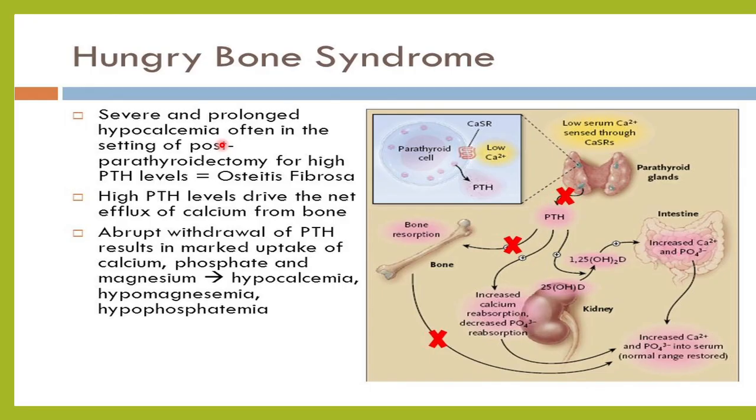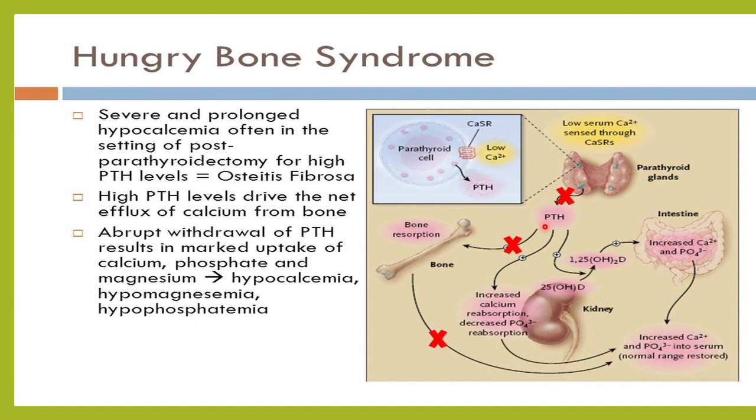There is something called hungry bone syndrome. What happens in hungry bone syndrome? Severe and prolonged hypocalcemia often develops in the setting of post parathyroidectomy for a high PTH level. Whenever there is a high PTH level, parathyroidectomy is done, and once the parathyroid is removed, there will be severe and prolonged hypocalcemia. That condition is called hungry bone syndrome.